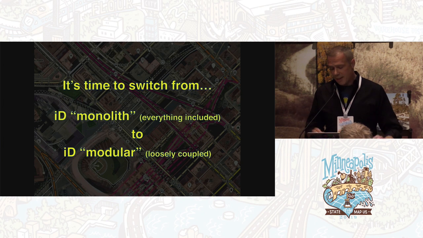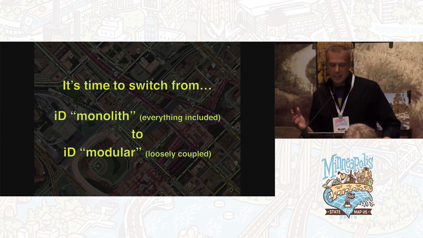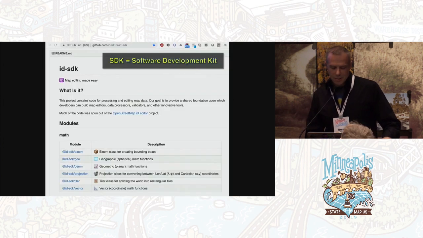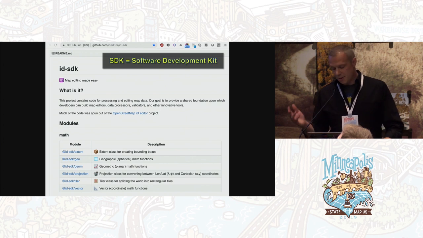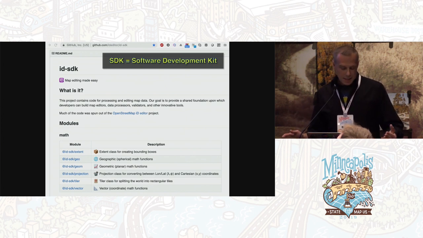And I think of a lot of things, right? There's stuff I want to build that I don't want to just fork iD and build it. So "just fork iD" cannot be our answer for people who want something different. So I've started working on this. This is a new open source project. It's called iD SDK. For those of you who don't know, SDK is a fancy way of saying software development kit, and it is not an editor.